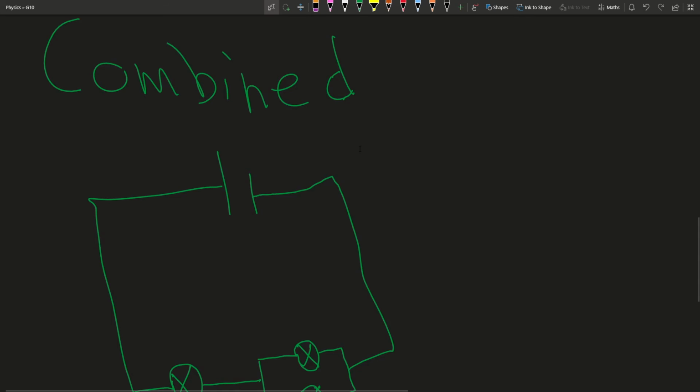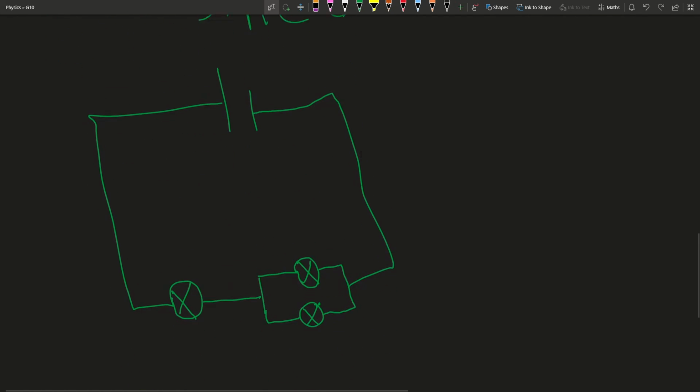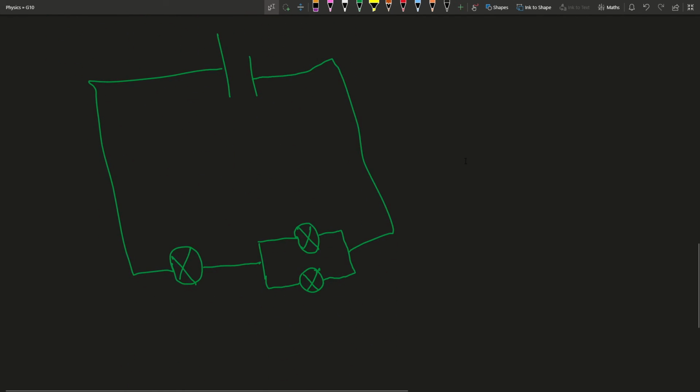When you see this in your final papers, it's not going to be that simple. It's going to be a combined example like this. So in this example, you can see there's a cell over here and there's two cells over here that are in parallel. And so is this a series circuit? Is that a parallel circuit? It's a bit harder to tell. So when you see a question like this, you need to break it up. Break it up into an outer circuit and an inner circuit.